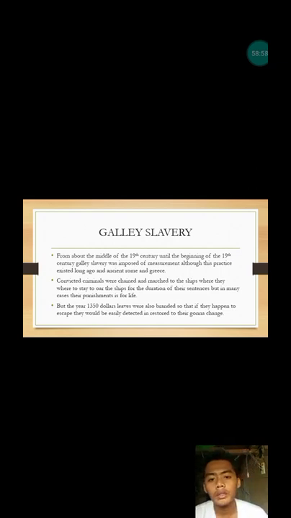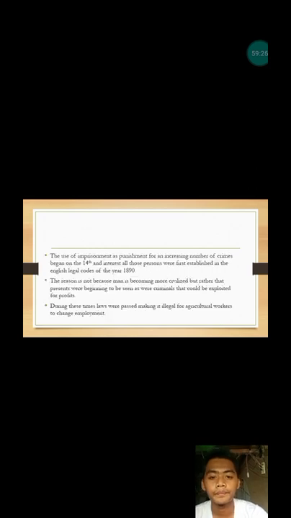So galley means a kind of ship, and slavery refers to the person who is convicted. So the convicted person is in the ship, and the duration of the sentence is punishment for life. They serve it for a long life.